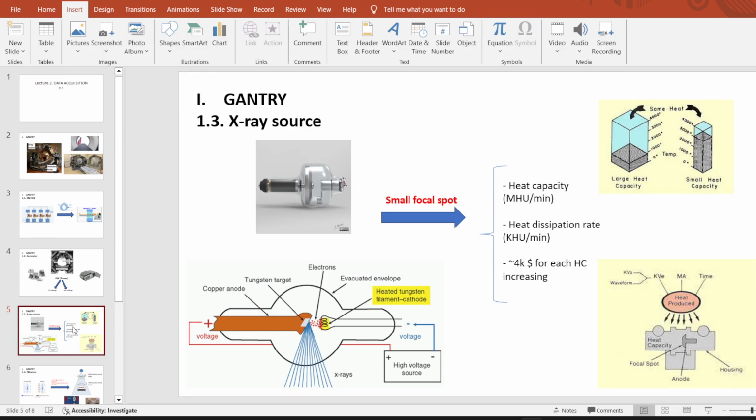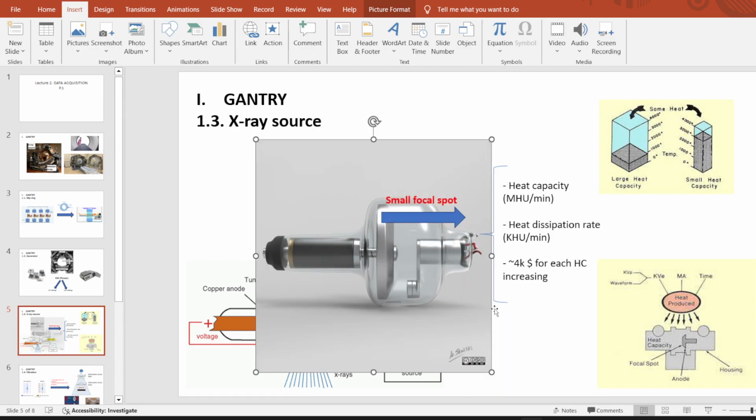We don't talk only about the X-ray tube. We will also talk about some traits, some characteristics of it. So first of all, I want to show you this X-ray tube. This is a diagram of an X-ray tube, and this is an X-ray tube in reality. So let me show you.